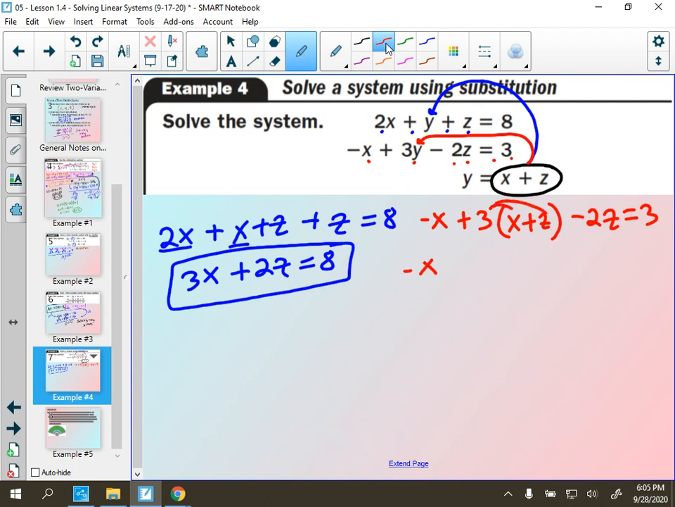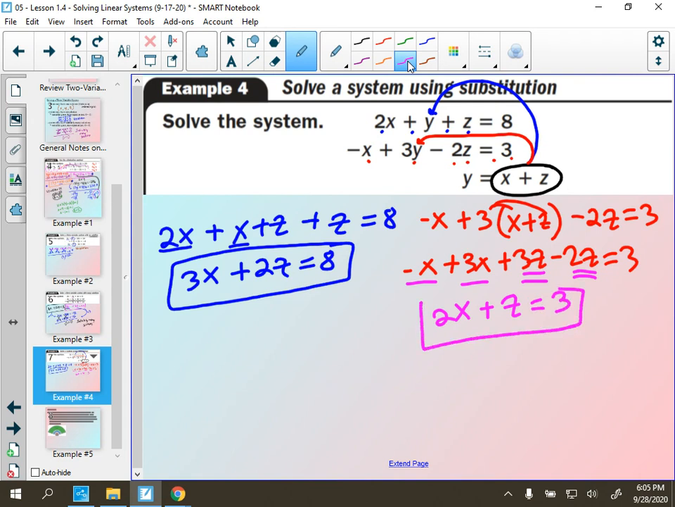So I've got my opposite of x plus 3x plus 3z minus 2z equals 3. Too many 2's and 3's here. My z's and 2's all start to look alike after a while. So let's combine like we did in the last one. So negative x plus 3x is 2x. We've got a 3z and a negative 2z, so that's 1z, and equal to 3. So I'm going to box it. That's just kind of a Mr. Kroll special there, where once I get down to two variables, I box them up.